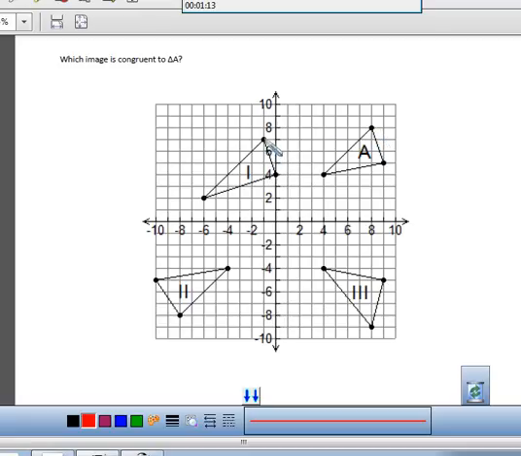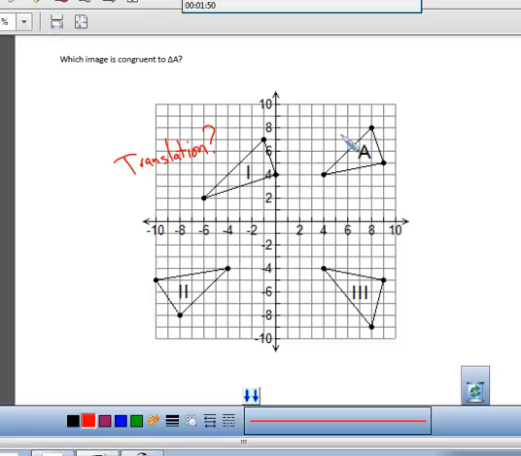It doesn't look like a reflection. It doesn't look like a rotation. It looks like a translation. But I'm going to put a question mark, and I want you to write this down, translation, because I'm not sure if it really is. So translation is a slide. You're going to move left or right, up or down.